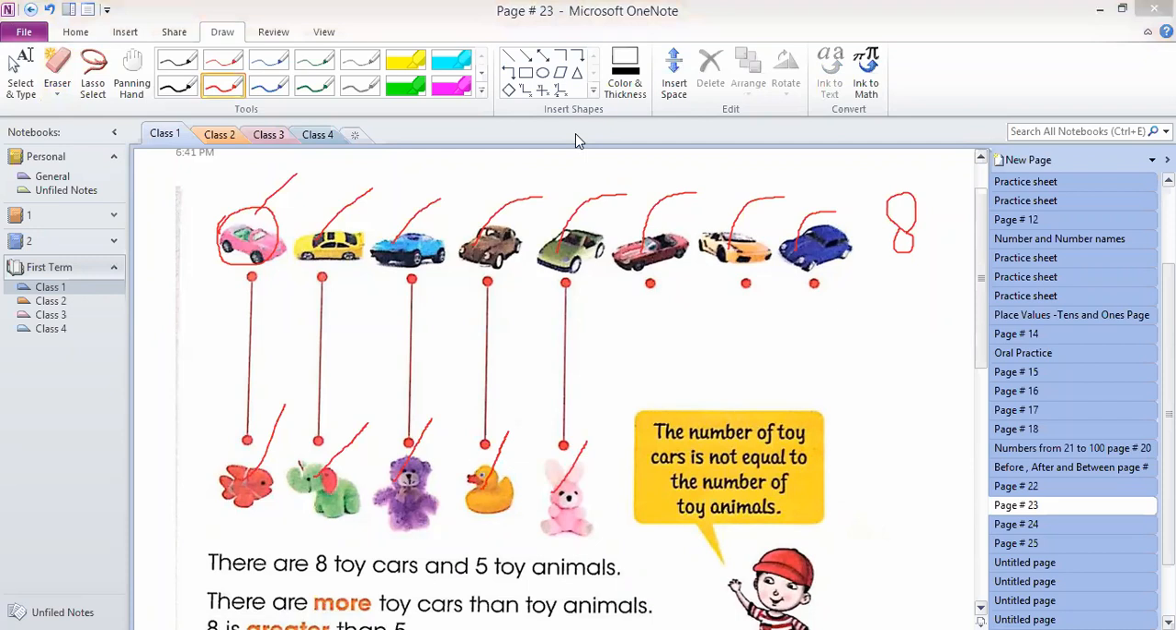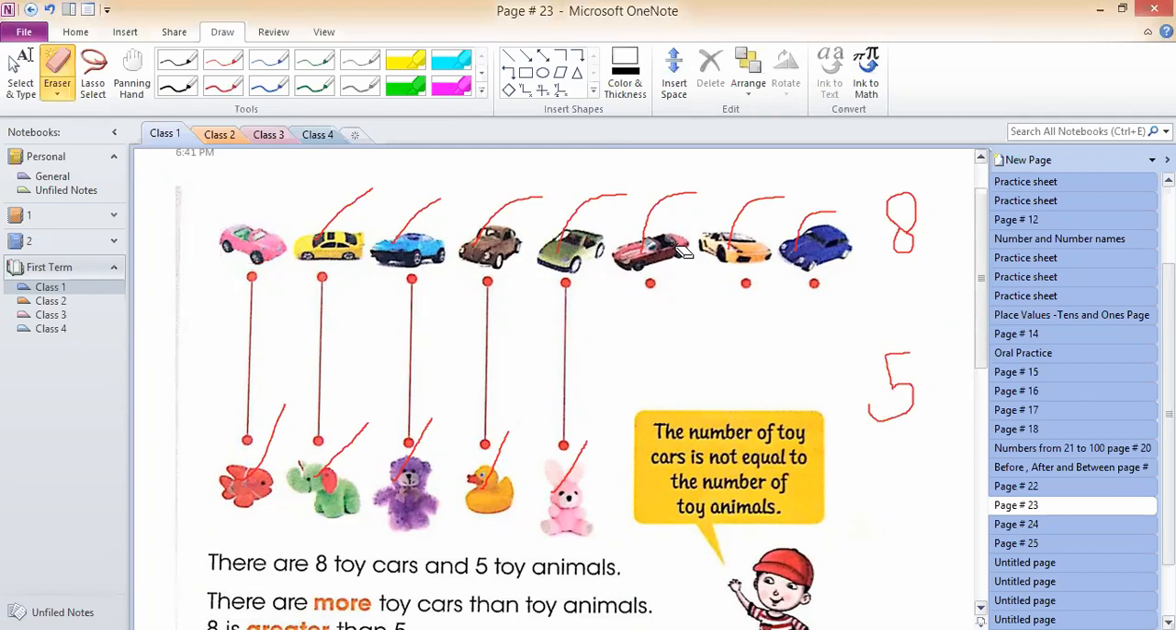5. You are not counting together. Tell me how many toy animals are there? 5. There are 5 toy animals. Again, I repeat, guys. There are 8 toy cars and there are 5 toy animals.